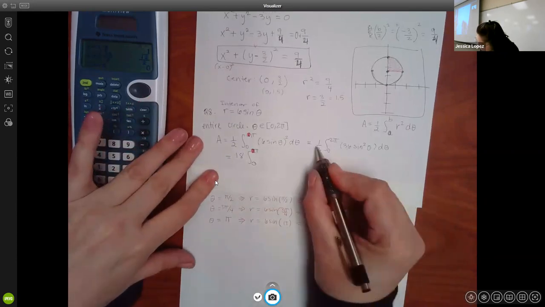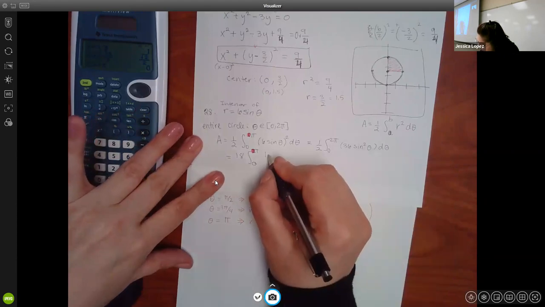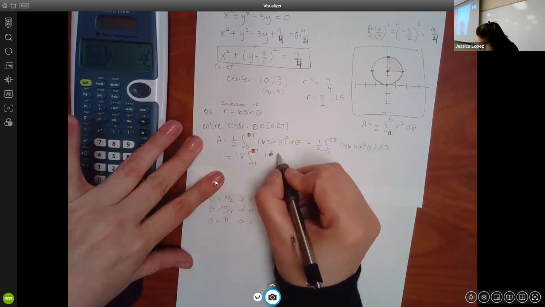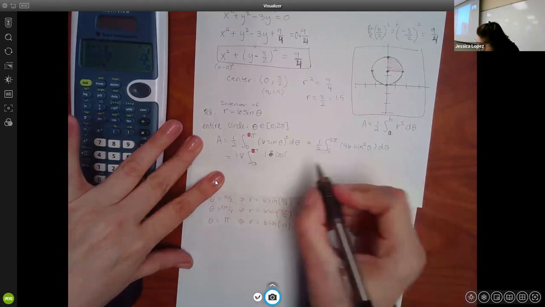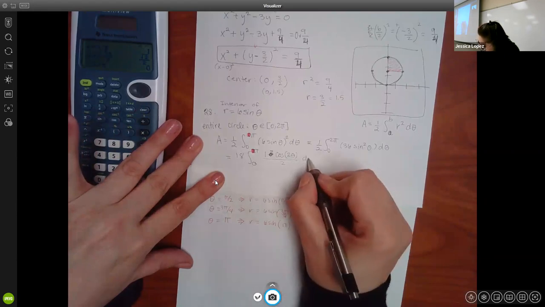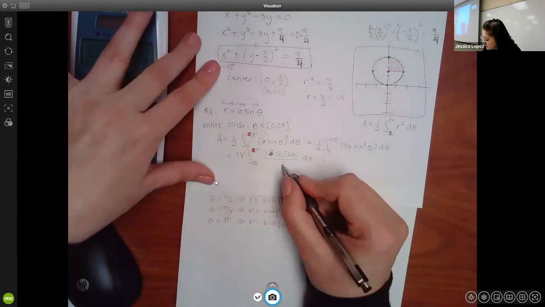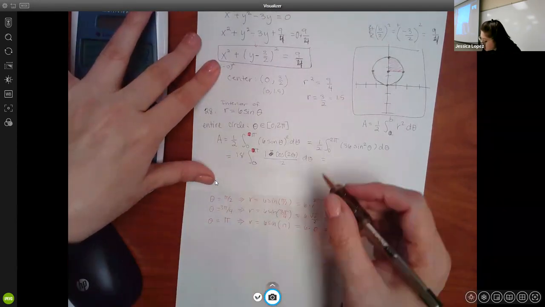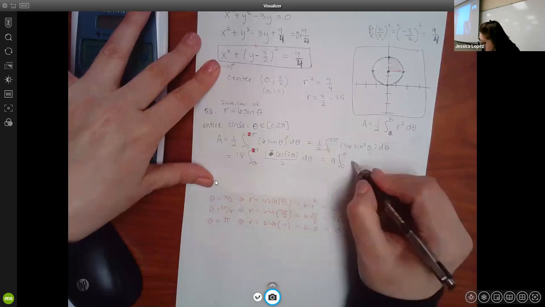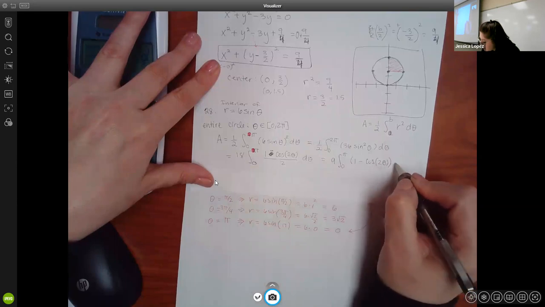So I took the 36 out, and instead of sine squared, we're going to use that power reducing formula, which I think is a minus, actually. And since this is theta, this would be 2 theta over 2. Now I can kick the 2 out of the denominator, but 18 over 2 would make that 9. And then all I have is 1 minus cosine of 2 theta d theta.